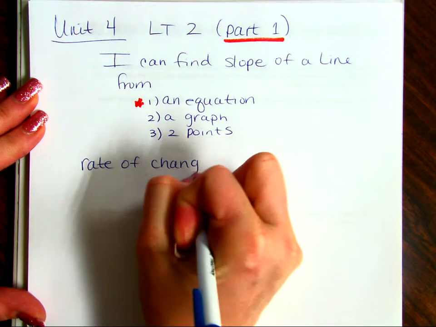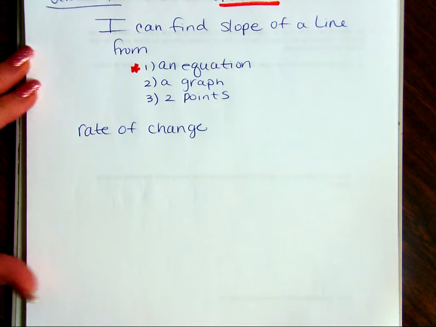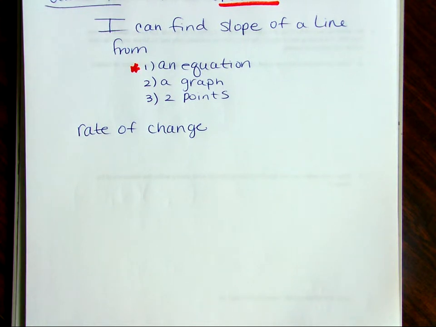So the first thing I want you to think about is I gave you a graph, I gave you a scenario, I said it's snowing, and it's snowing at a rate of 3 inches per hour, okay? It's really coming down, okay? That would be the rate of change, right?